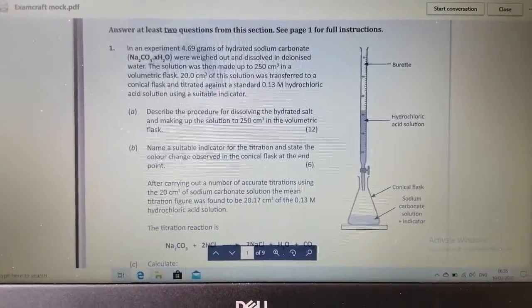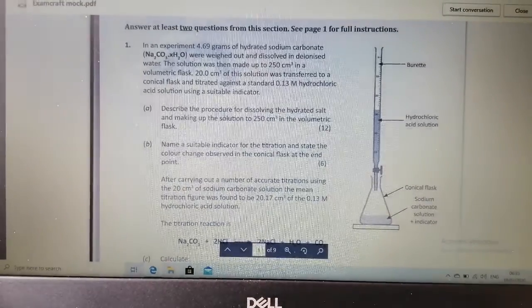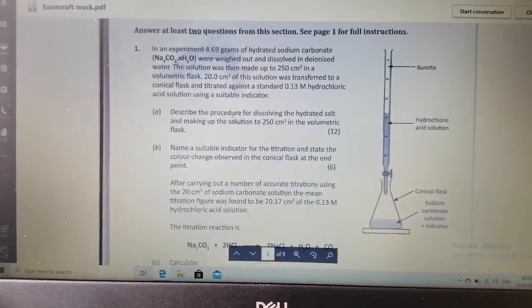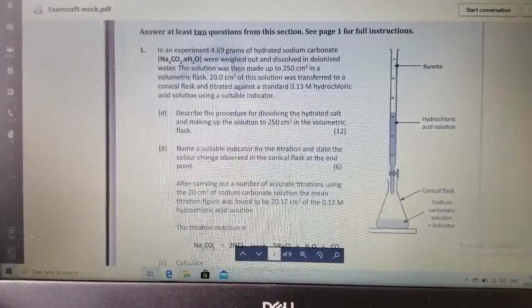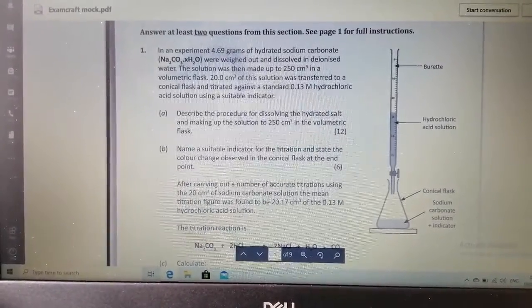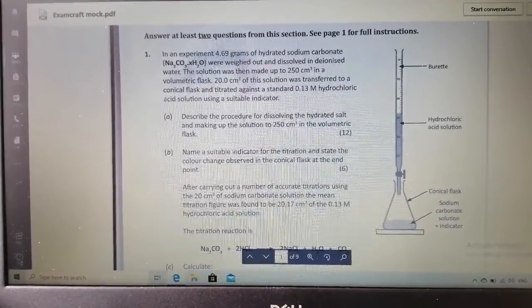Now guys, we're going to be looking at this question here. It's the one I just uploaded, the 2020 Examcraft question. You'll see at the start there, they say in an experiment 4.69 grams of hydrated sodium carbonate, blah, blah, blah. That first bit of information we're not going to need until the very end.